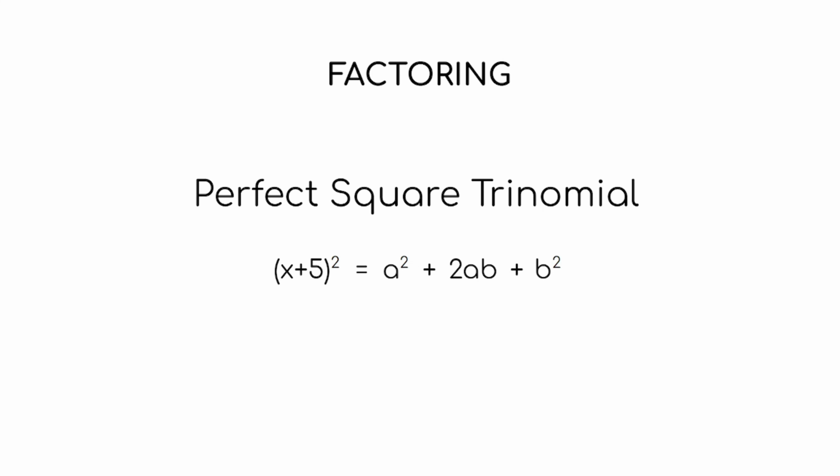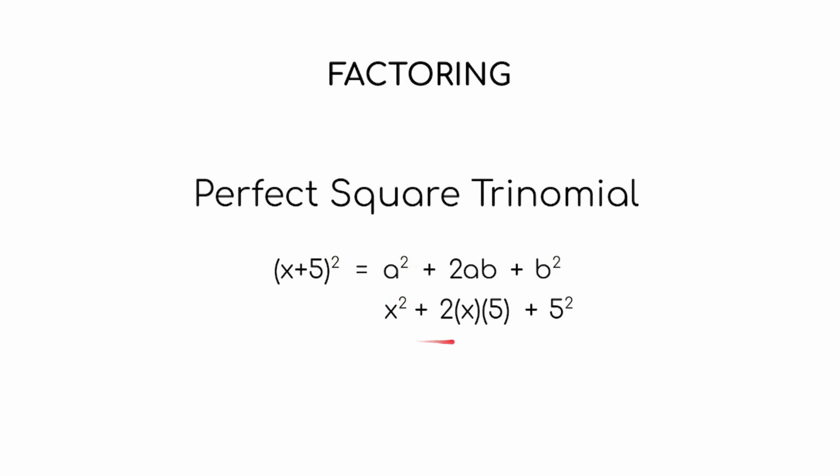So here I have an example, and we're gonna go ahead and expand this without FOILing at all. We know that x plus 5 squared, which is just the same as a plus b squared, is equal to a squared plus 2ab plus b squared. X, which is our first term, is going to be our a, and 5, which is our second term, is going to be our b. So if we plug that in, a squared is going to be x squared plus 2 times a, which is x, and b, which is 5, plus b squared, which is 5 squared.